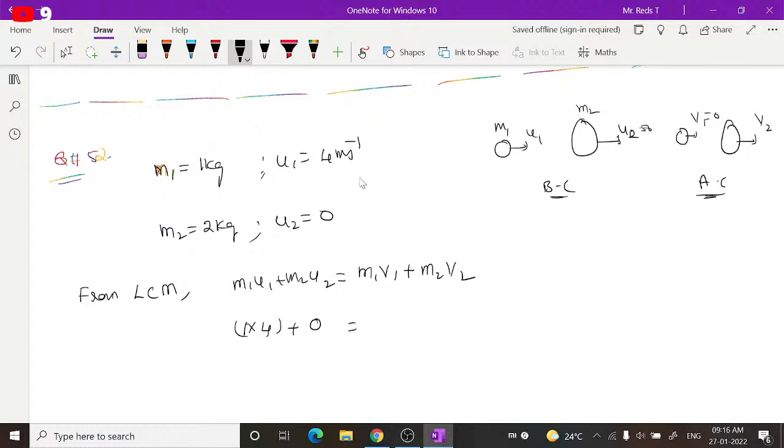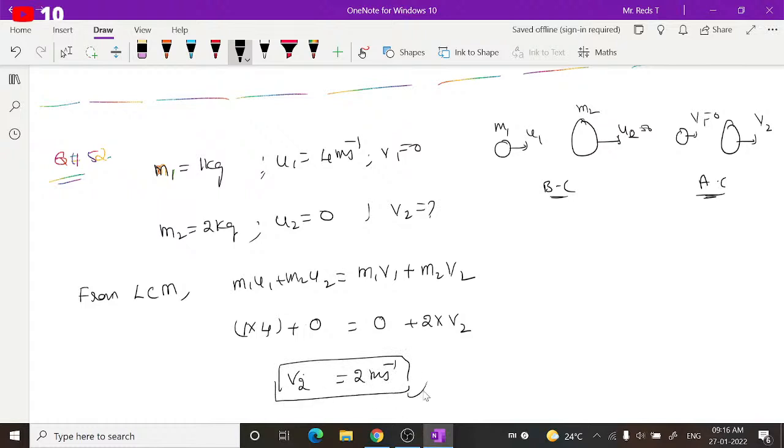This comes to rest. So it is also given that v1 is 0, then what will be v2 is the question. So v1 is 0 means this term becomes 0, plus m2 is 2 into v2. So what is v2 then? 2 v2 is 4, v2 is equal to 2 meters per second. That's it.